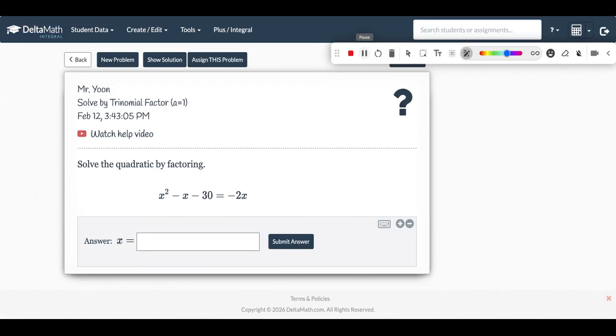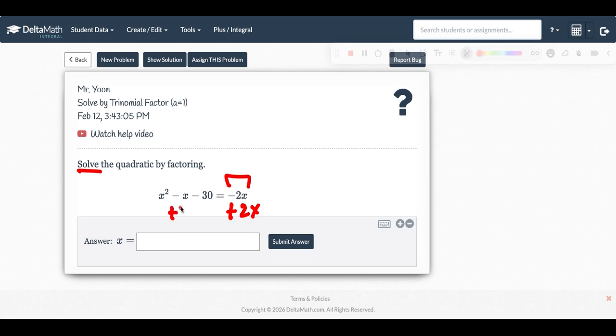Let's try another one. This time we only have to get rid of one thing on this side of the equation to make it 0, and we're still solving. In order to get rid of this negative 2x, we're going to add 2x to this side. That'll make this side 0, but we're going to add that 2x along with the other x, because like goes with like. And so what we're going to have is x squared. Negative x plus 2x is 1x. Minus 30 equals 0.